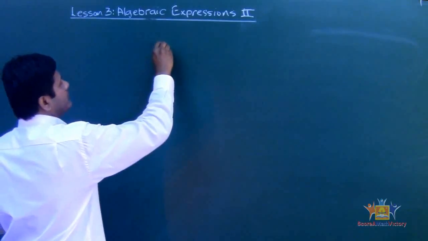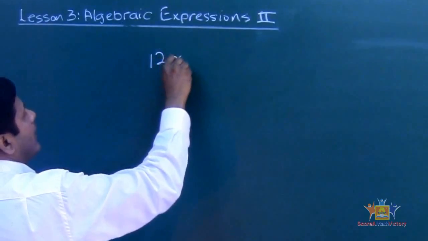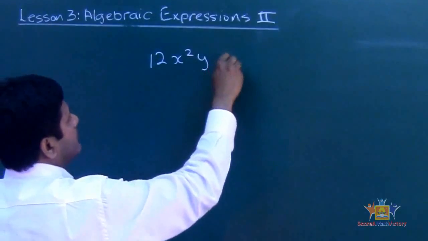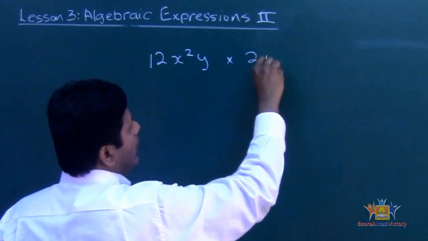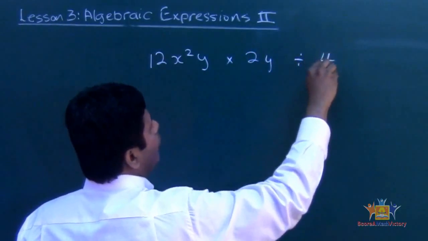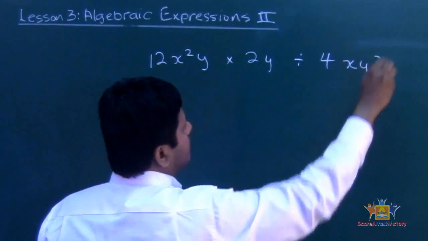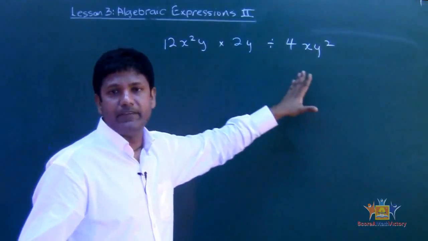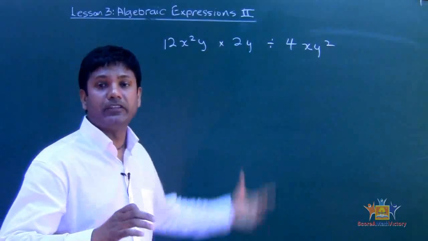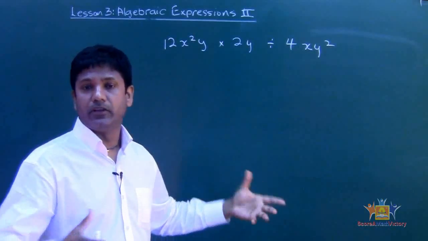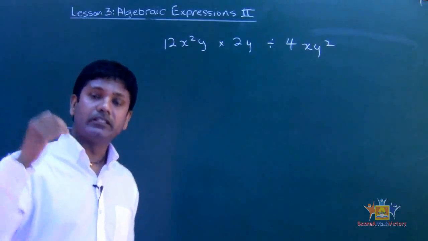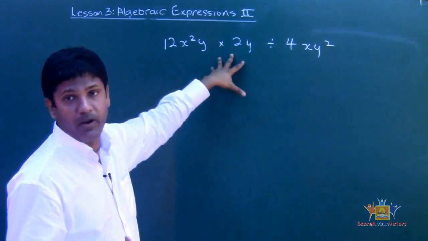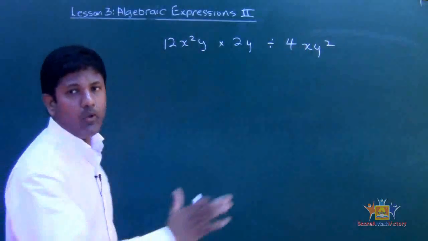Okay, let's say, for example, Mr. Mac gives you 12x squared y, multiplied by 2y, and then divided by 4xy squared. So how do we do this? Again, you've got multiplication and division. We're going to go left to right because they both have the same level of priority. Because they both show up in the same problem, you use left to right. Always left to right.